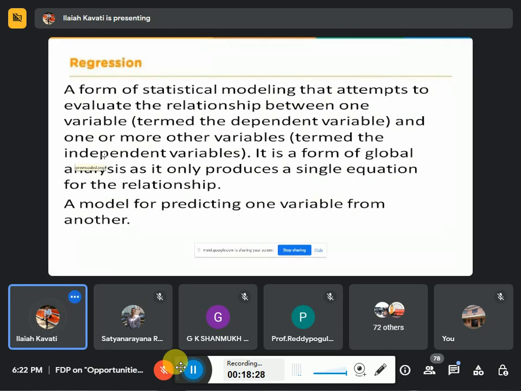not classification. Regression is a form of statistical modeling that attempts to evaluate the relationship between one variable and one or more other variables. It is a form of global analysis as it only produces a single equation for the relationship, a model for predicting one variable from another. Okay, I'll explain.